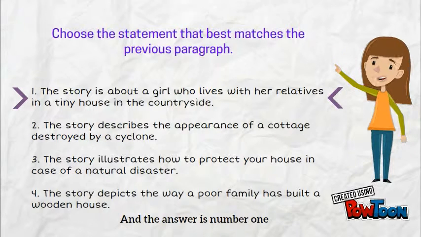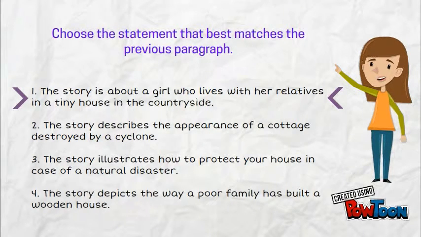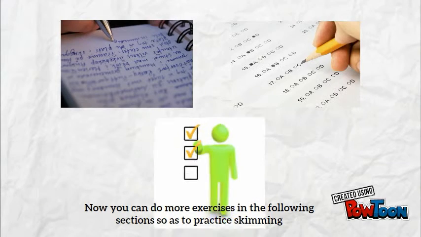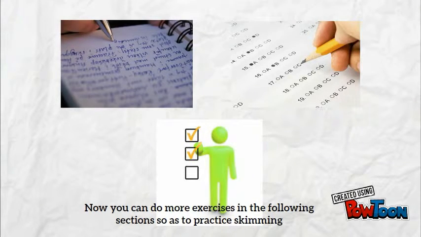And the answer is number 1. The story is about a girl who lives with her relatives in a tiny house in the countryside. Did you get it? Now you can do more exercises in the following section so as to practice skimming.